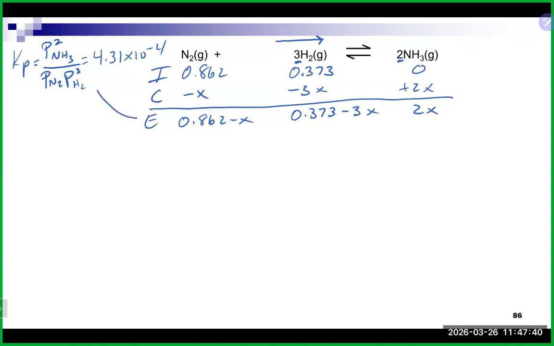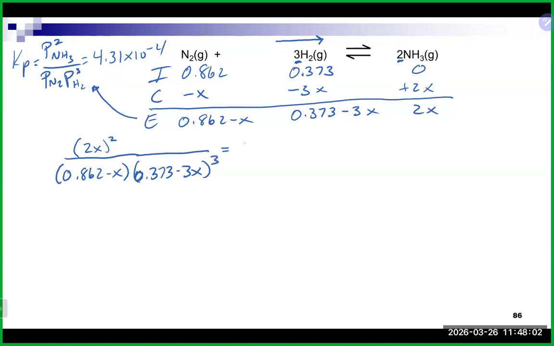Like we did previously, we take all that into our expression, and that gives us 2x squared divided by 0.862 minus x and 0.373 minus 3x, and we're going to cube that one there. And that's going to equal 4.31 times 10 to the minus 4. All right, so we've got some squaring, we've got some cubing, nobody wants to do that. We probably should just go to the next problem and skip this one, right?